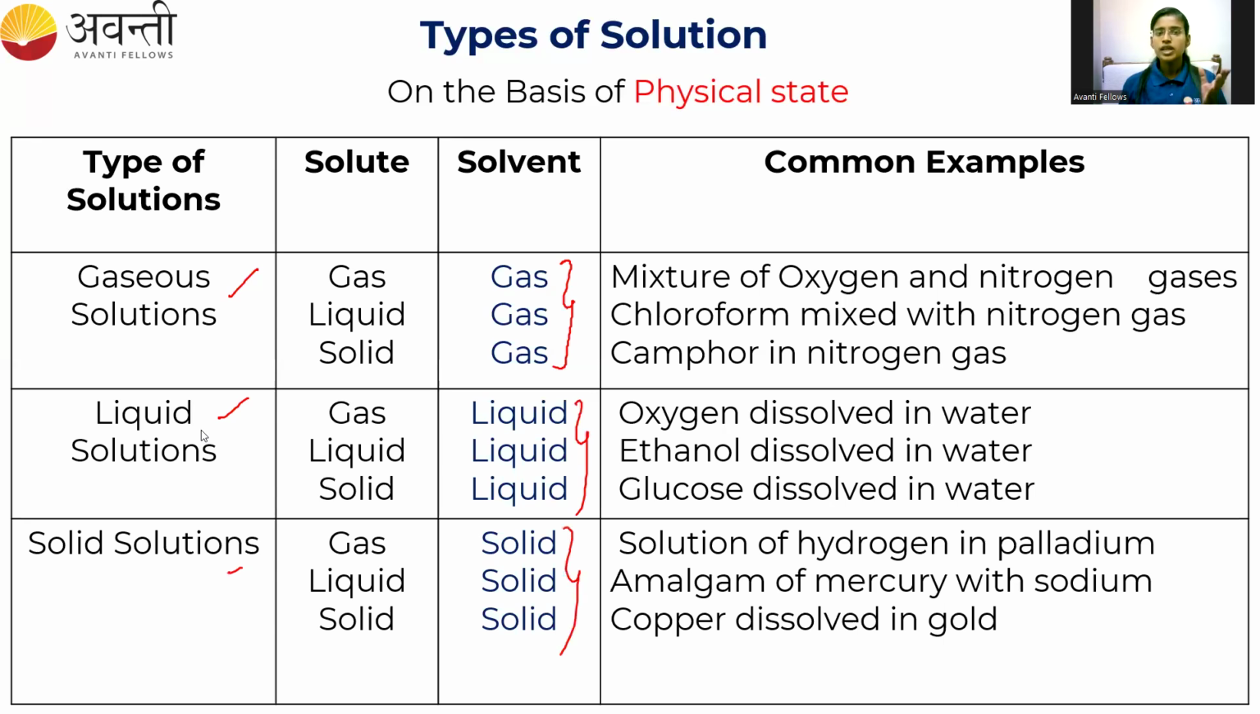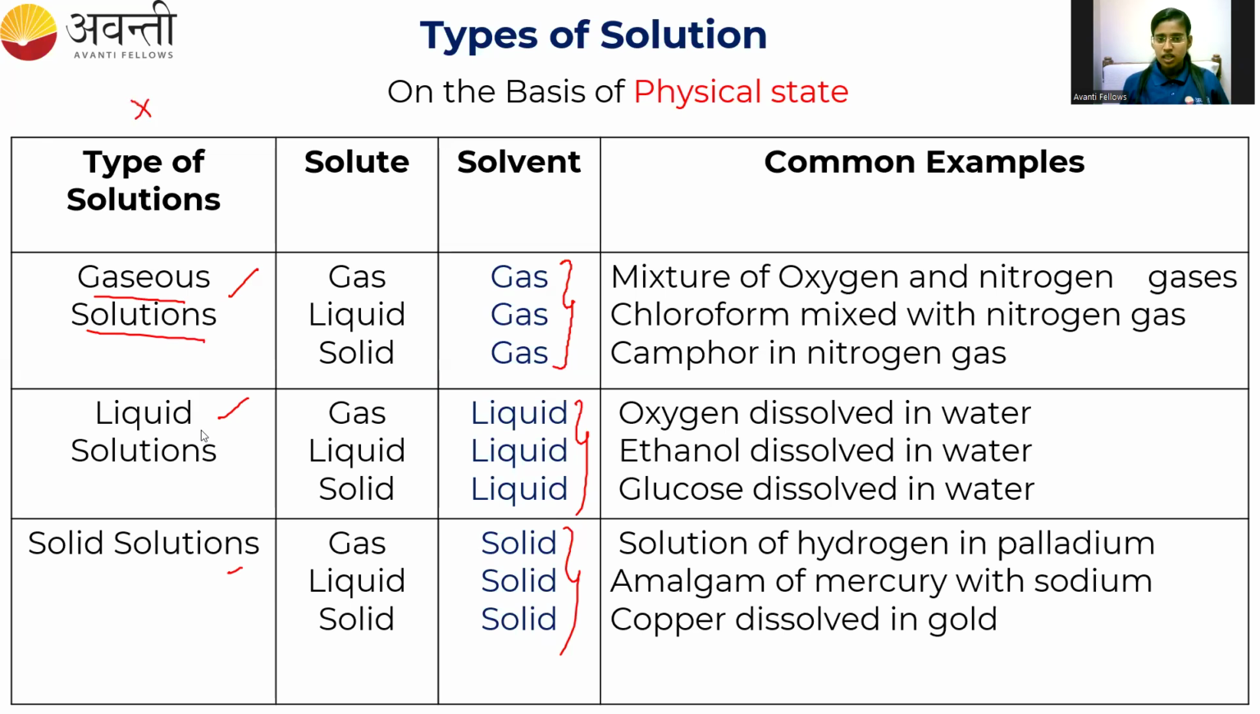And the solute can be of different physical states. One is a gas, the other is a liquid, the third is a solid, in all three cases. If we are calling a solution a gaseous solution, then the component which is present in a very greater amount will be of that particular state. If it is a gaseous solution, the solvent is a gas. So don't forget this.